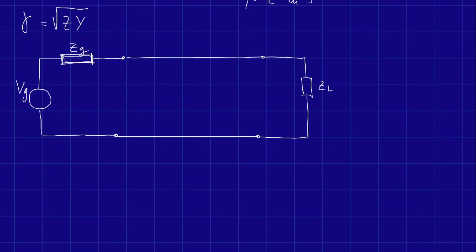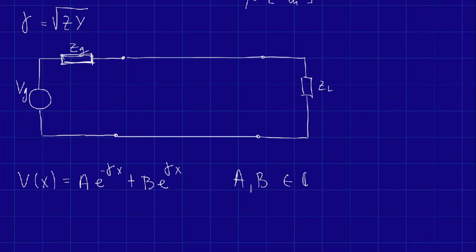You needed to know all of this to arrive at the wave equation that describes the voltage, which, as I said previously, is a function of x, equal to A e to the minus gamma x plus B e to the gamma x. Now, A and B are complex numbers, and they give us the amplitude and the phase of the wave.